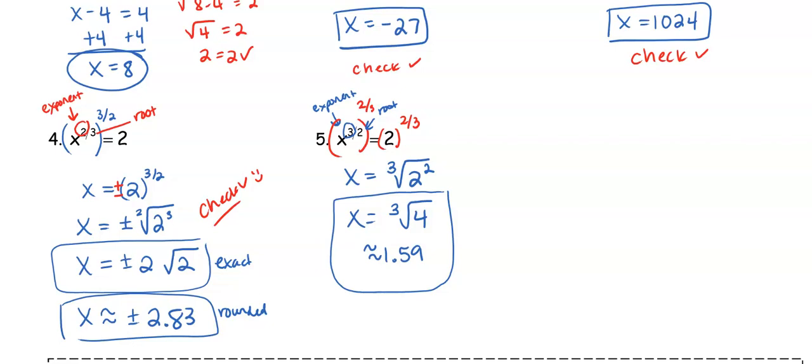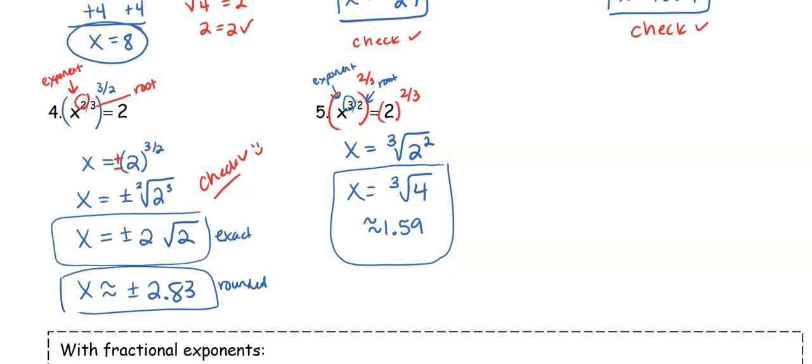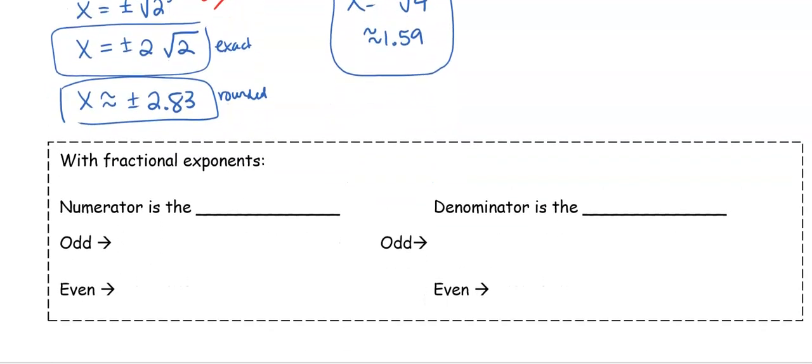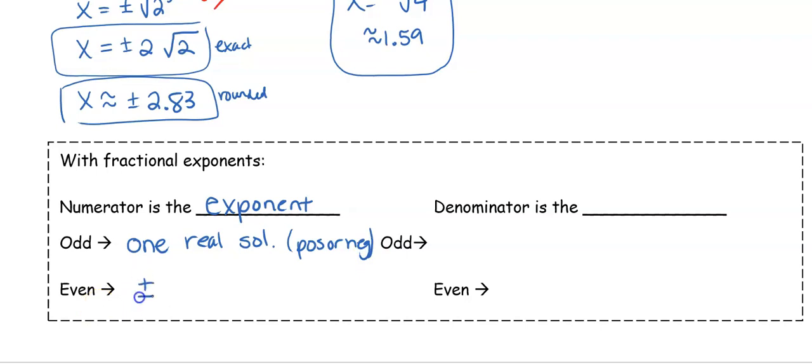Okay, so the fractional exponents bring in one extra little level of difficulty there. You just have to be careful of if there is an even number, where is it at? So with fractional exponents, when the numerator, don't forget the numerator is the exponent. If the exponent is odd, you only have one real solution, and that can be positive or negative. If it's even, you have to include that plus or minus. So if the numerator of the fraction is even, you need that plus or minus.